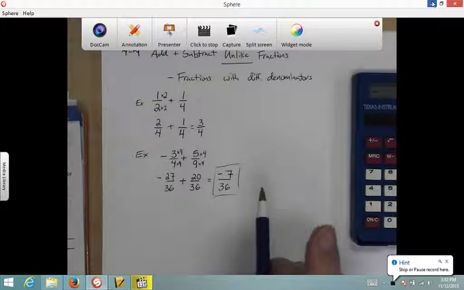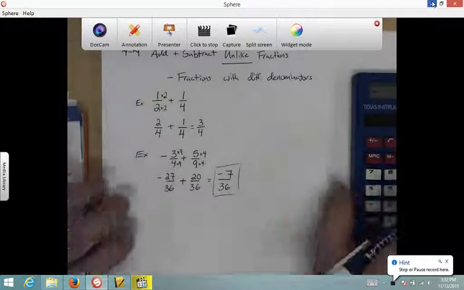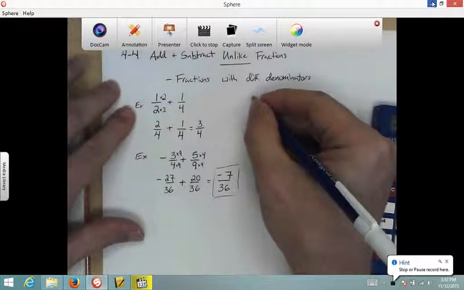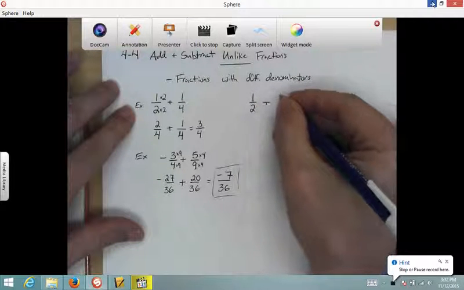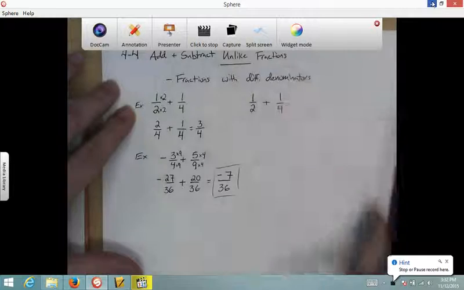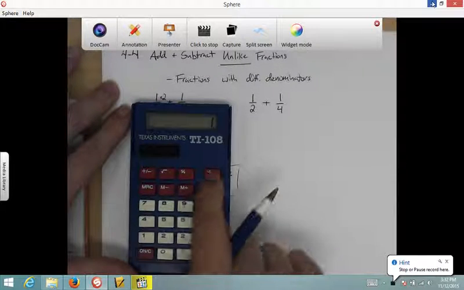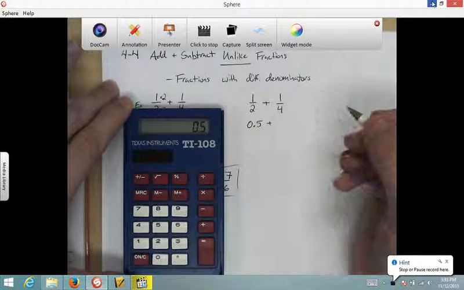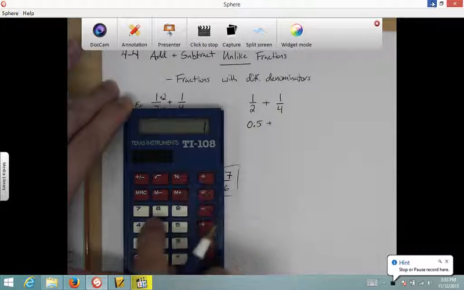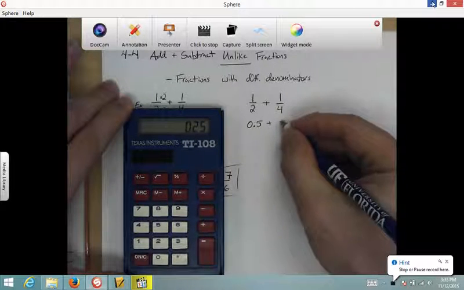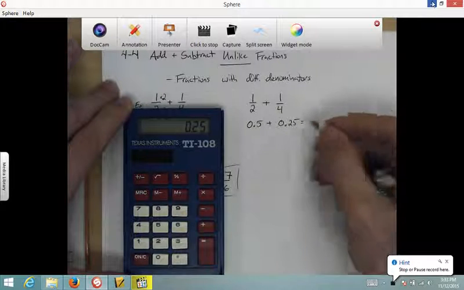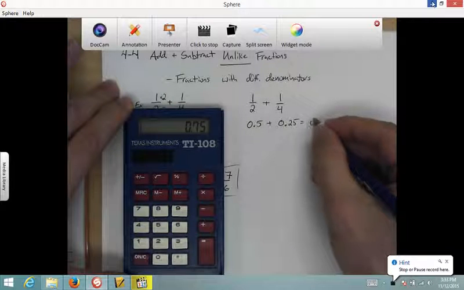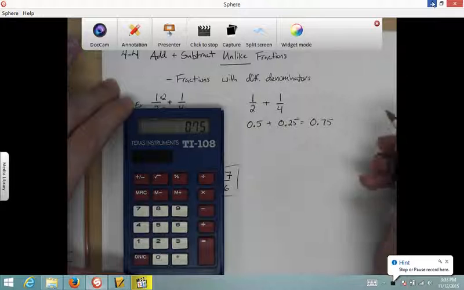But there's another way that you can do this if you want. Let's take a look. Let's use the same exact example we were working on before. 1/2 plus 1/4. Well, 1/2, what's that as a decimal? 1 divided by 2. That's 0.5. 1/4, what's that as a decimal? 1 divided by 4. That's 0.25. Now if I add those two together, I end up with 0.75, or 75 hundredths.